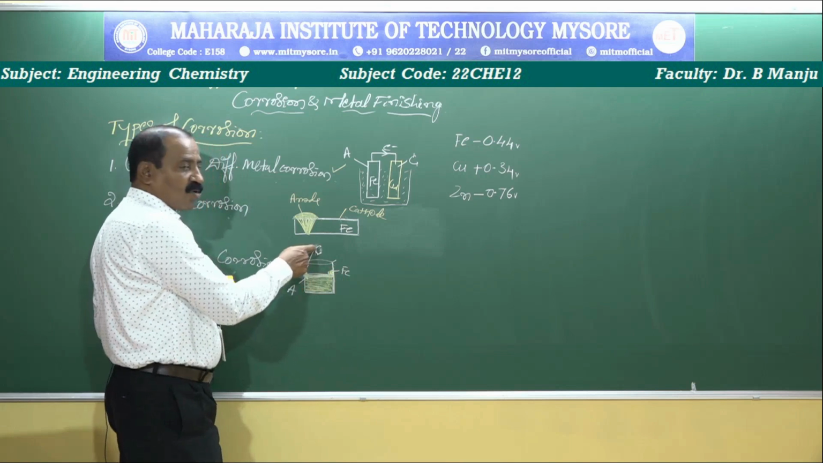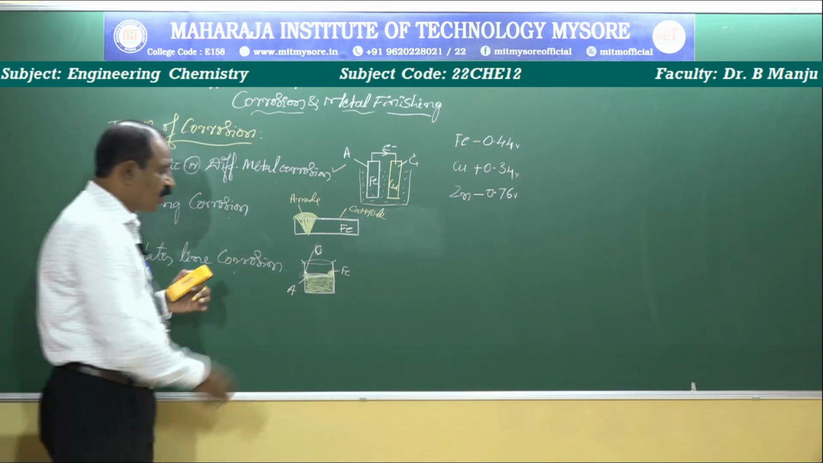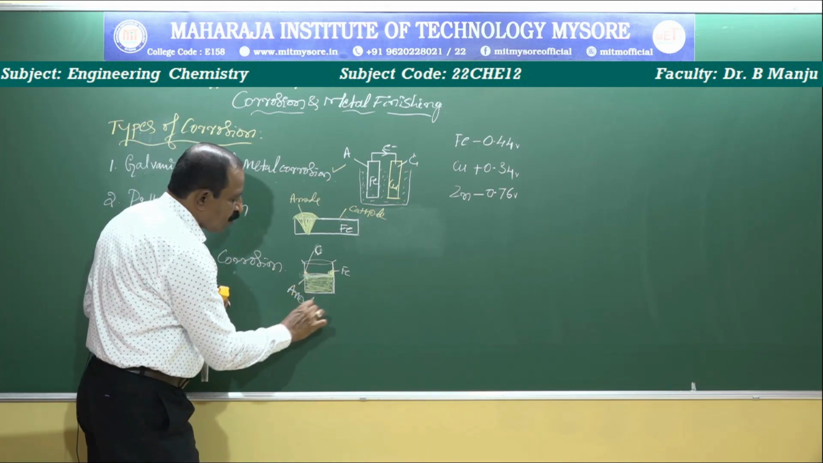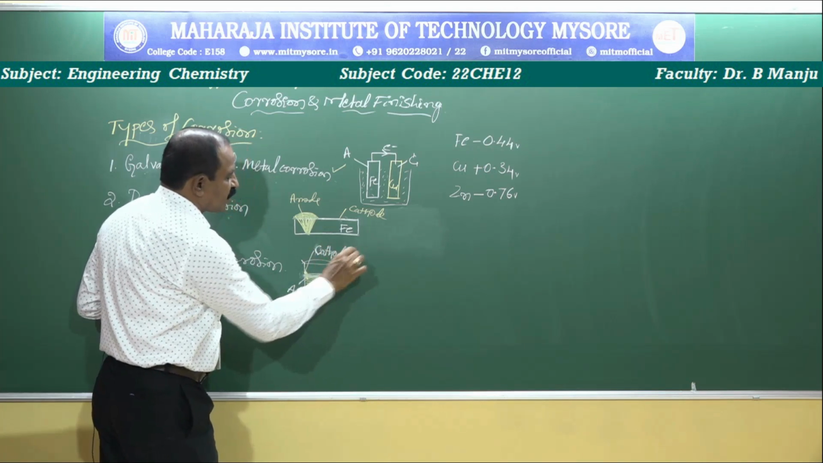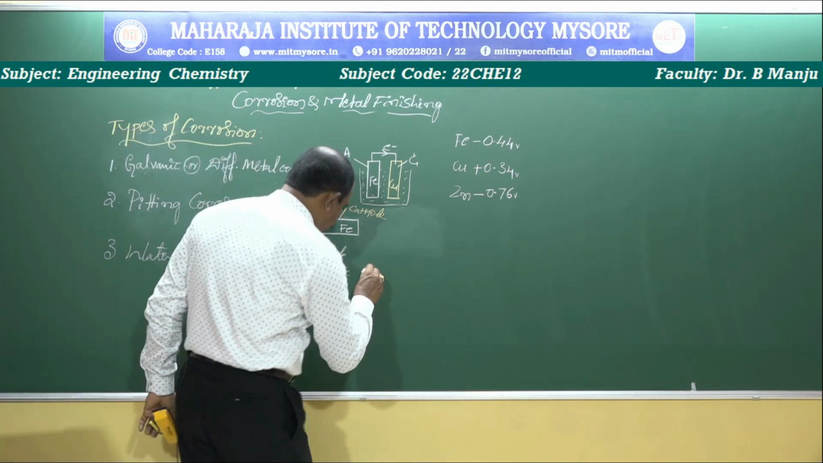Above the waterline, more oxygenated. Below the waterline, less oxygenated. Therefore, the less oxygenated surface acts as anode, and the more oxygenated surface acts as cathode. On both sides, they start corrosion. Then you see another example.